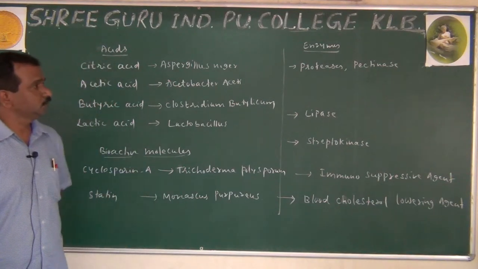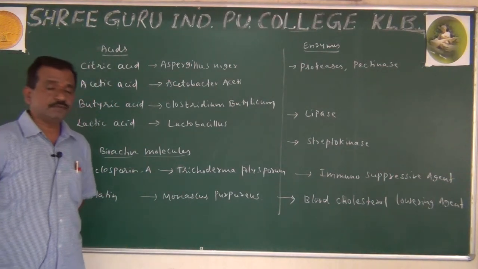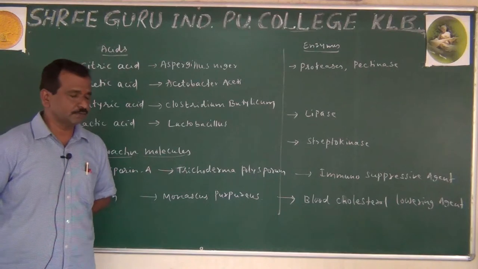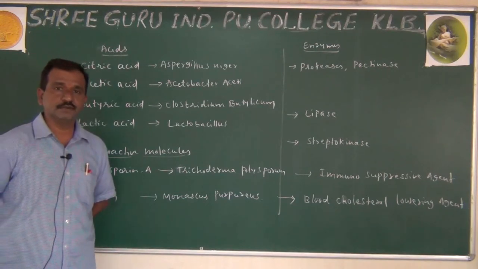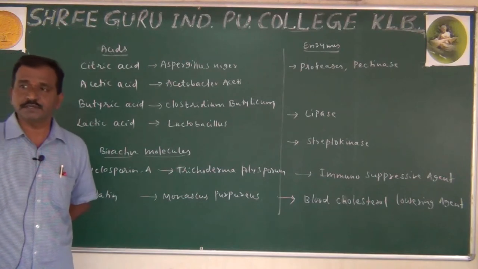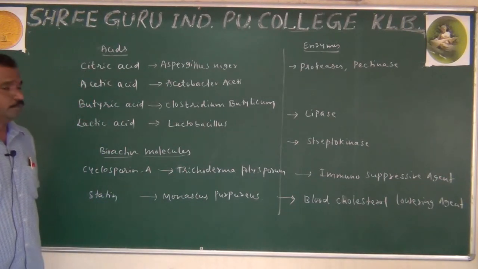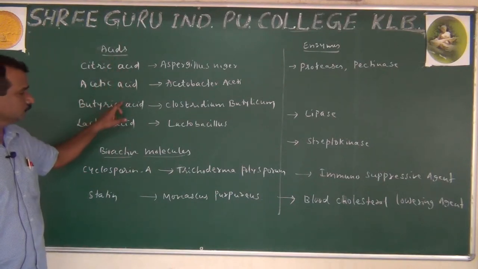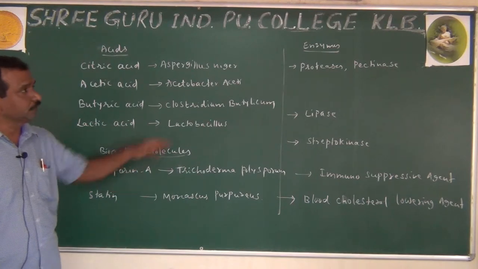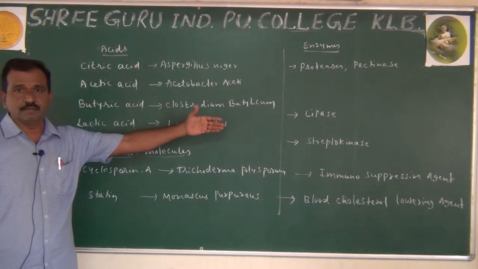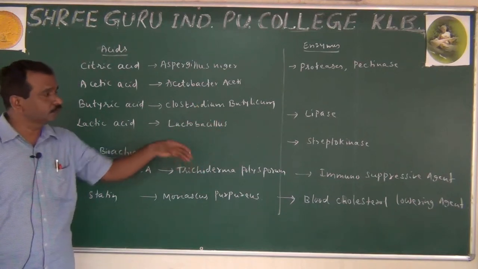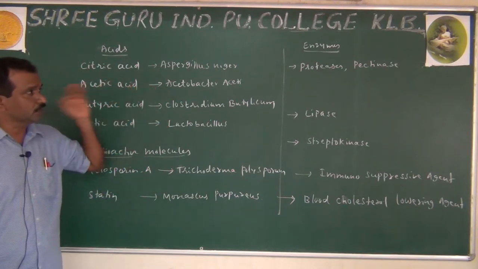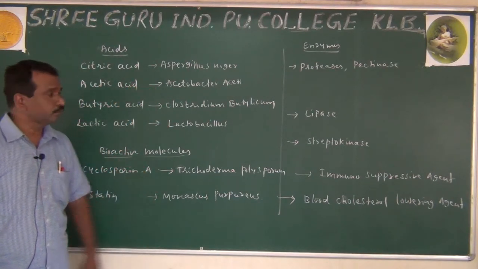Hello, good morning, students. In the previous video, we studied the antibiotics, that is, how microorganisms are useful in industrial products. Briefly, what we have studied in the earlier class: the acidic substances, the bioactive molecules, and the enzymes. Microorganisms are involved in the production of enzymes, of acidic substances, and also of bioactive molecules.